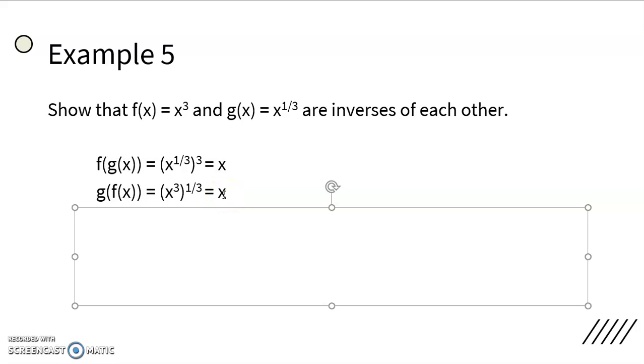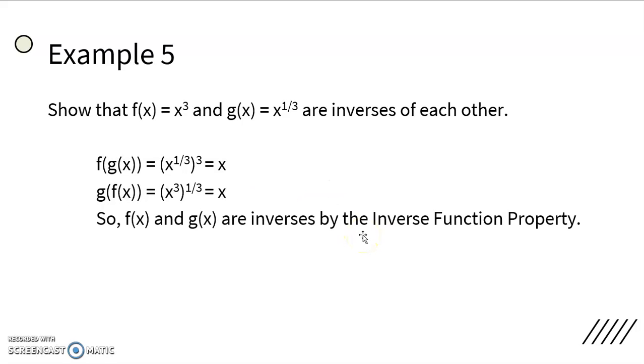Now I got x both times. So that means that the inverse function property is true. So I can write a summary statement saying that f and g are inverses by the inverse function property because I got x both times.